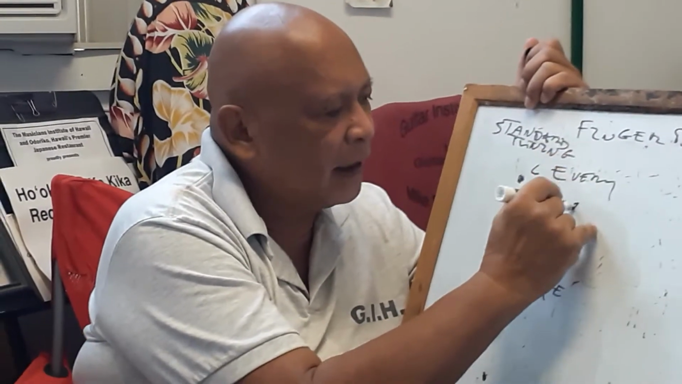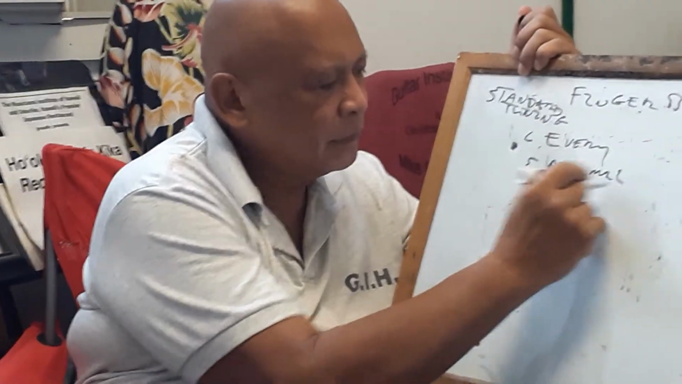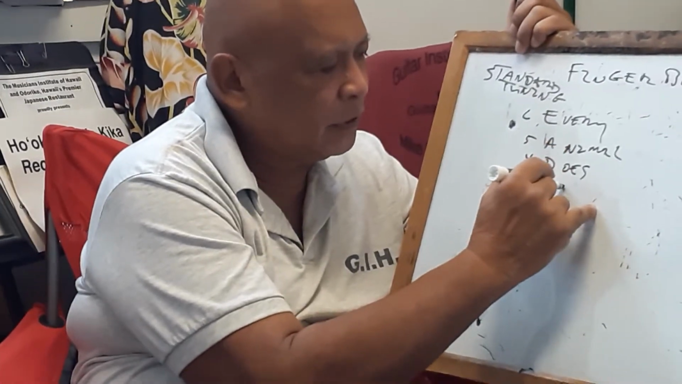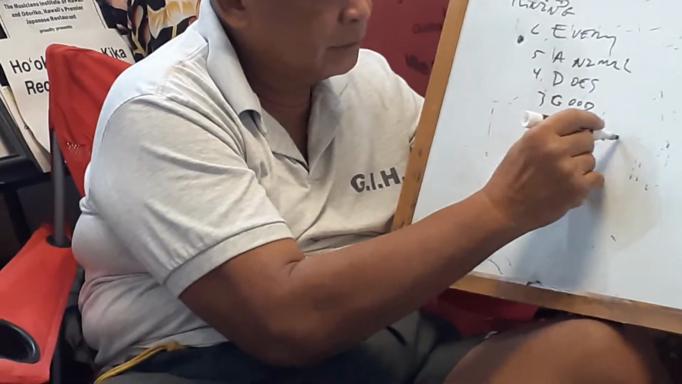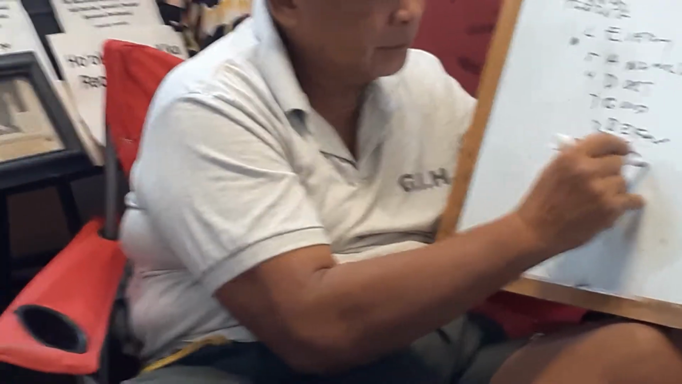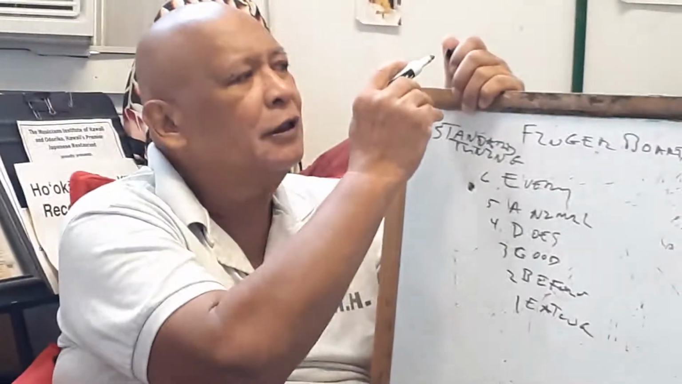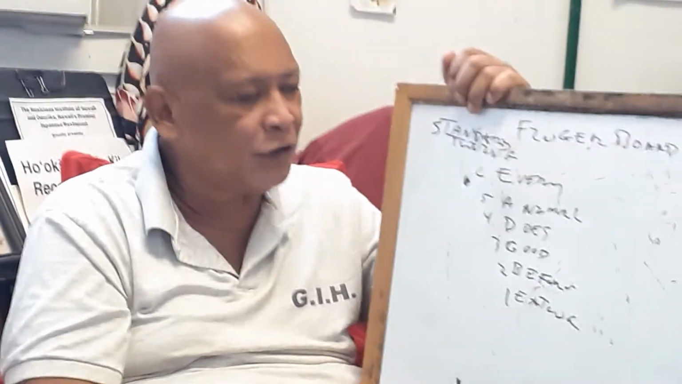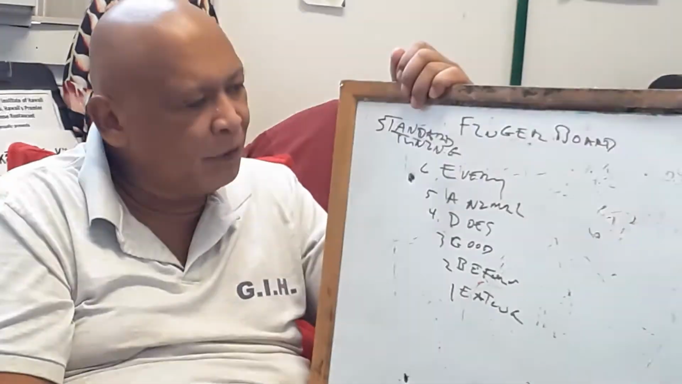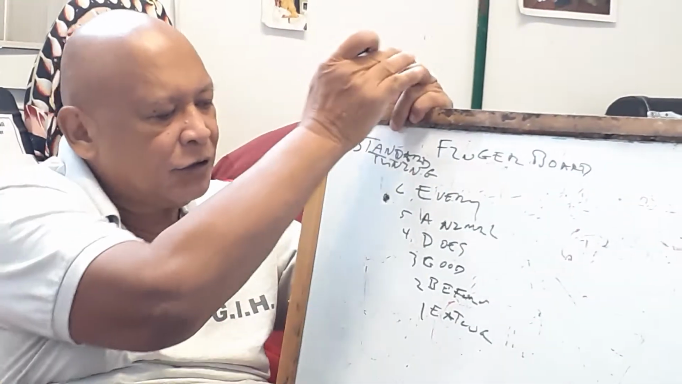Every animal does good before eating. This is your memory tool, everybody. For you who are just beginning, you want to learn the names of these guitar strings. All you got to do is memorize the sentence: every animal does good before eating.